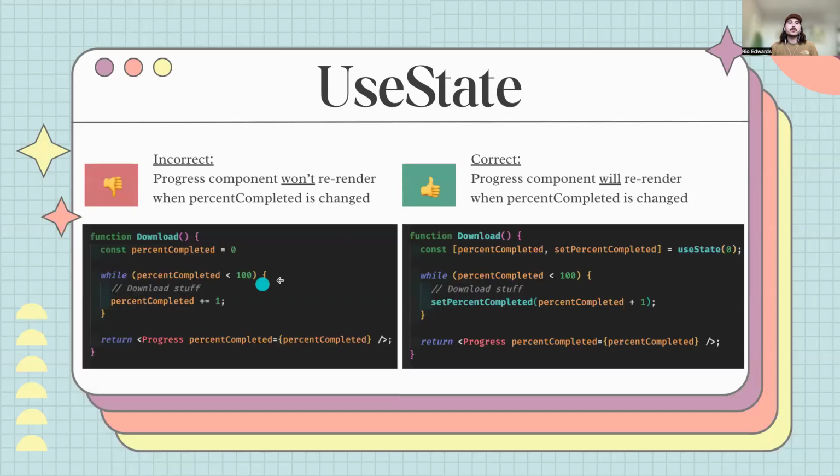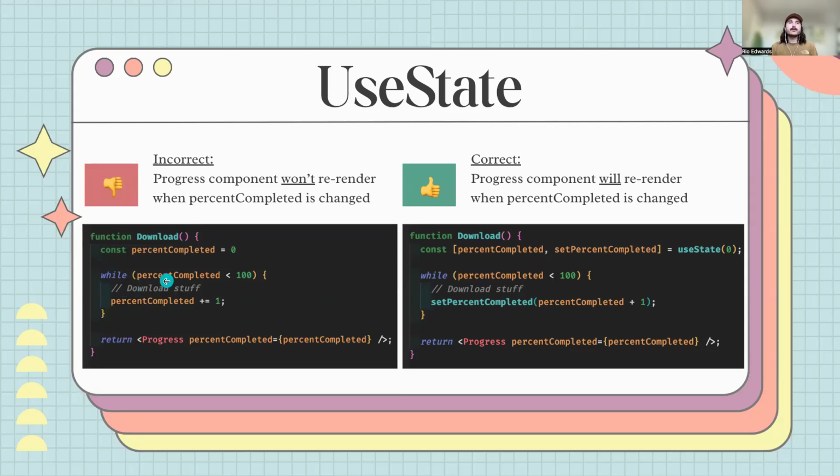Okay, so here I just want to illustrate what this would look like. I know it's a little bit small; I tried to fit a lot onto the slide. This is what it would look like if you didn't use UseState. We're creating a normal variable, percent completed, setting it to 0. In here, we're saying, while percent completed is less than 100, we add 1 to it, and then we pass it in as a prop to progress. Here, it's the same thing that was on the last slide.